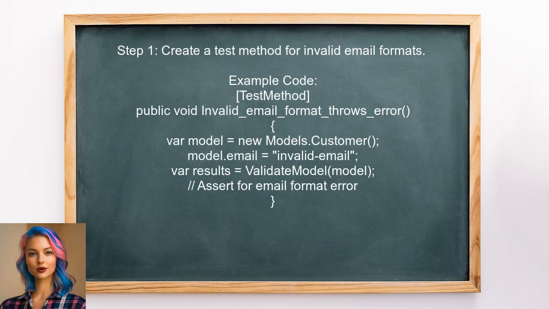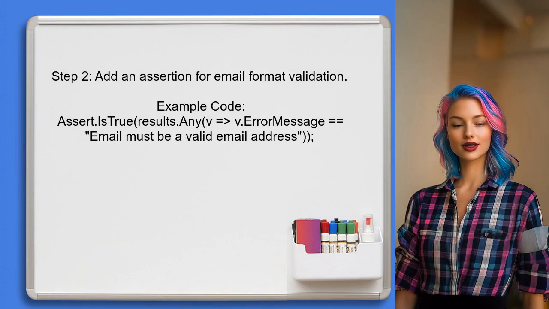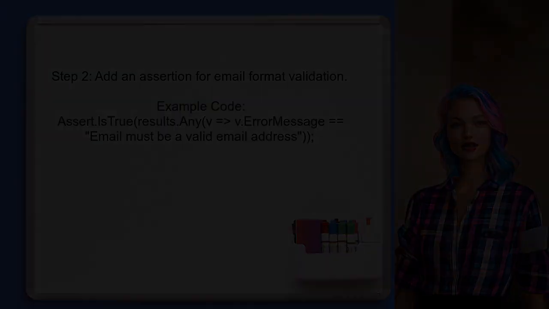To test the DataType.EmailAddress validation, the user should first create a new test method specifically for invalid email formats. This method will check if the model correctly identifies invalid email addresses. Next, the user needs to add an assertion to verify that the validation result contains an error message related to the email format. This will ensure that the DataType.EmailAddress annotation is being validated correctly.